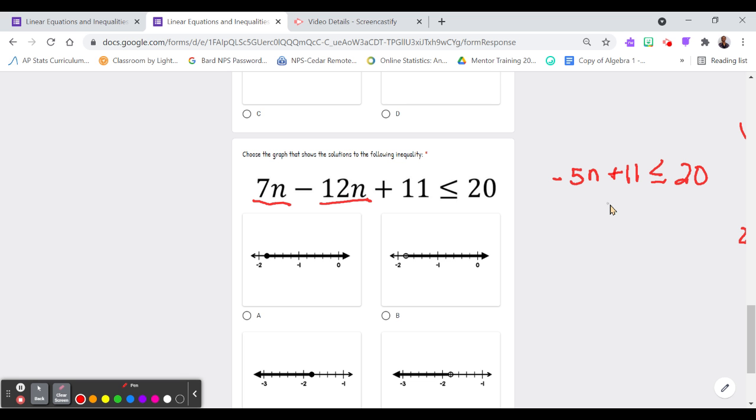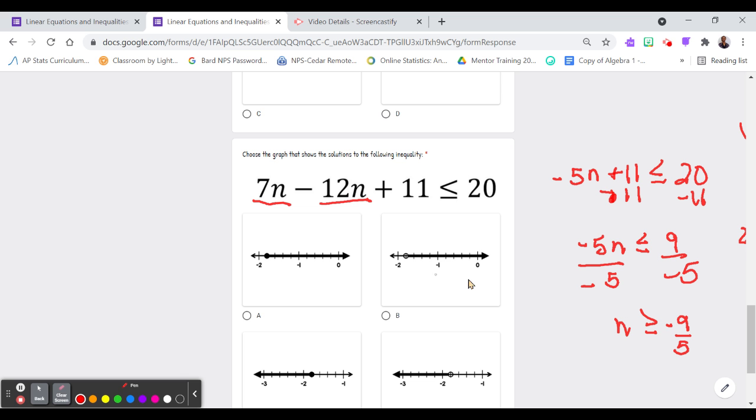Then I still need to get n by itself. So to do that, I need to get rid of the 11. So I'm going to subtract 11, right? Inverse of plus 11 is subtract 11. So that gives me negative 5n is less than or equal to, let's see, it looks like it's 9. And then I divide both sides by negative 5. That means I have to swap the sign too. I'm dividing by a negative number. So n is greater than or equal to negative 9 over 5.